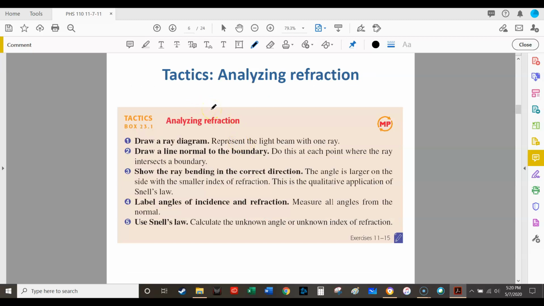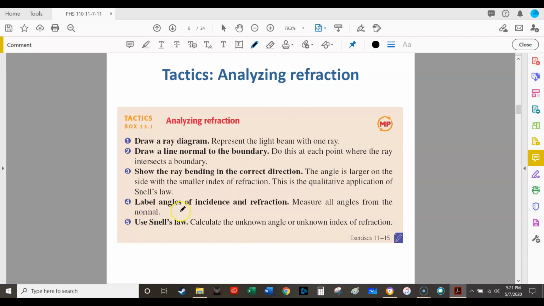So the tactic that you tend to do is draw ray diagrams. You're going to represent the incidence ray, and where the incidence ray hits the boundary or the interface, you're going to draw a normal to that boundary. It should be perpendicular to that boundary, okay? And if there is a change in density, the ray is going to be bending, okay? If it's a larger angle, that means it's got a smaller index of refraction. If it's a smaller angle, it's going to have a larger index of refraction, right?